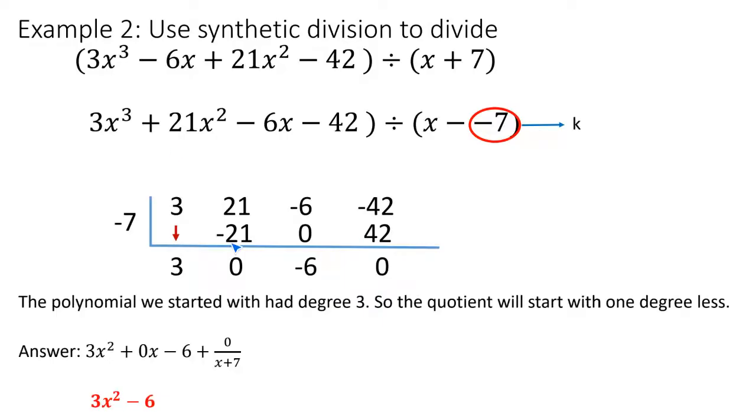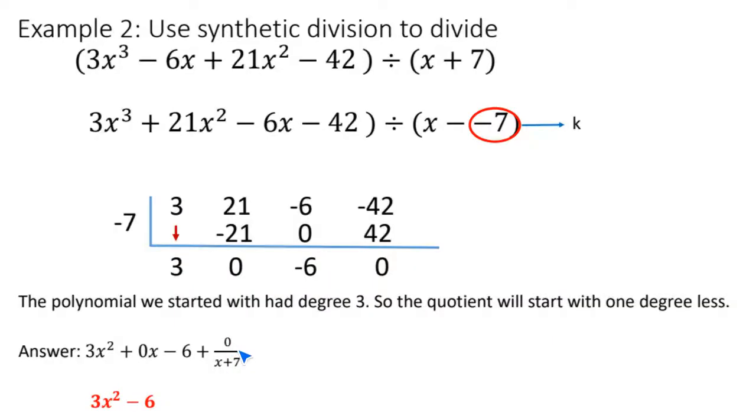So my quotient is going to be 3, and then we're going to have our x, but instead of a cube, we're going to start with squared. So we end up with 3x squared plus 0x minus 6, plus 0 is our remainder, divided by our divisor x plus 7. And you can rewrite it; you don't have to leave it as 0x. So this would be our quotient. Okay.